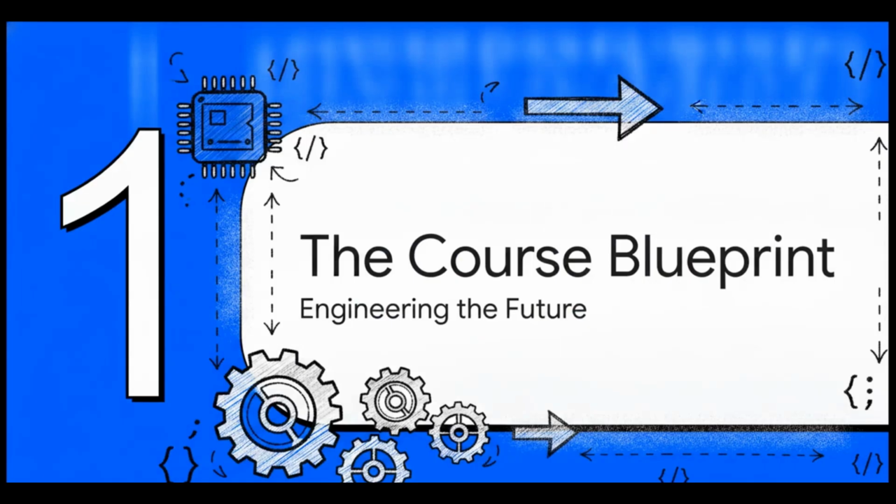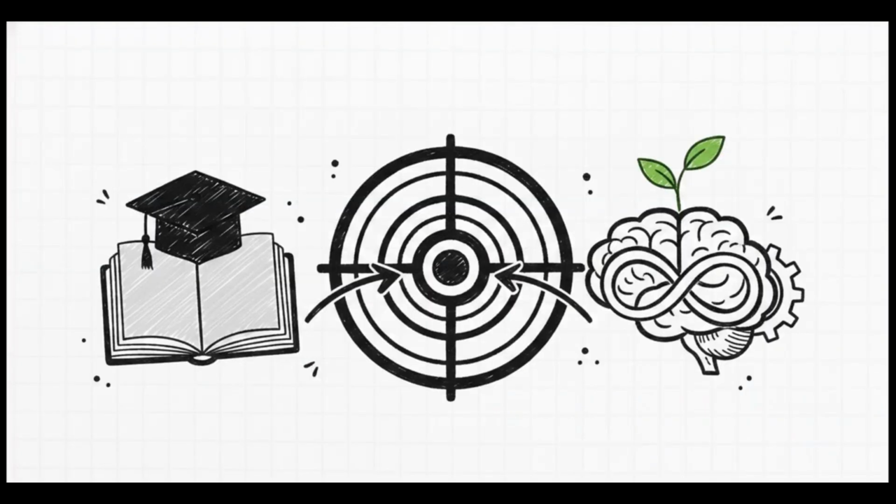Section 1. The Course Blueprint. Engineering the Future. Okay, before we start laying down the digital bricks, we really need to understand the big picture targets driving this 2-credit course. The curriculum is explicitly anchored in Sustainable Development Goal 4, which is quality education, and Program Outcome 11, lifelong learning.